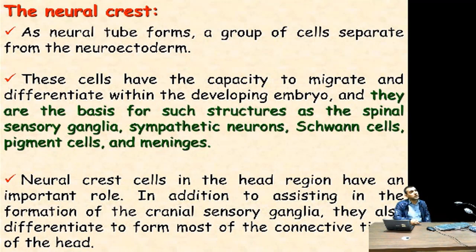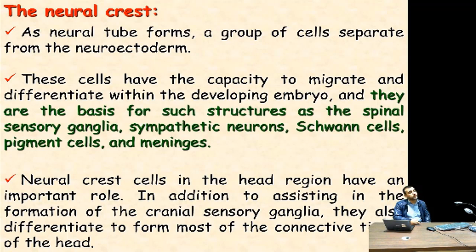Now the neural crest. At the neural tube, a group of cells separates from the neuroectoderm. These cells have the capacity to migrate and differentiate within the developing embryo, and they are the basis for such structures as the spinal sensory ganglia, sympathetic neurons, Schwann cells, pigment cells and meninges.